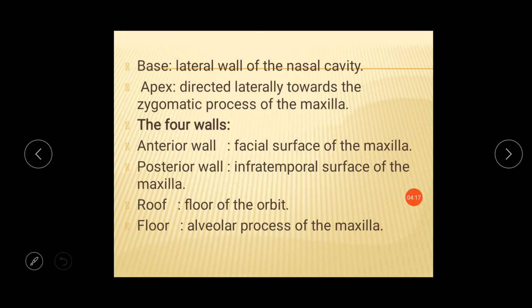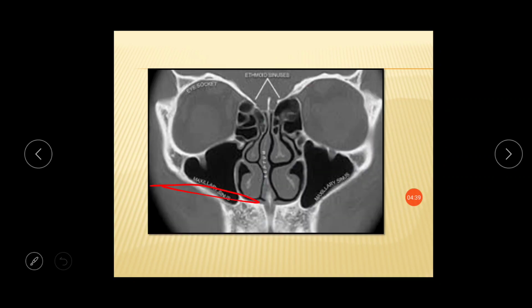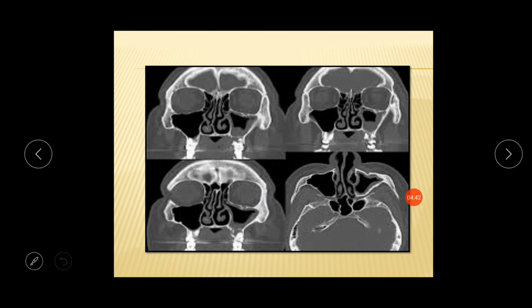Four walls of maxillary sinus are: anterior wall, which is made up of facial surface of maxilla. Posterior wall is made up of infratemporal surface of the maxilla. Roof is made up by floor of the orbit and floor is made up of the alveolar process of maxilla. Here you can see that floor of both maxillary sinuses is formed by the upper alveolar arch or alveolar process of the maxilla, and roof is made up of this floor of the orbit.